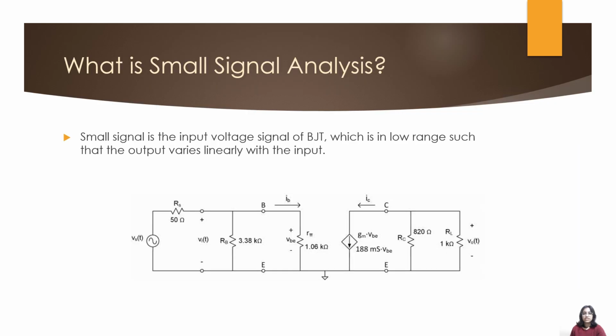What is small signal analysis? Small signal is the input voltage signal of BJT which is in low range such that the output varies linearly with the input. In other words, small signal analysis in BJT is a technique used to analyze the behavior of the transistor under small changes in input signal. It assumes that the transistor operates in its linear region where the output current is proportional to the input current.